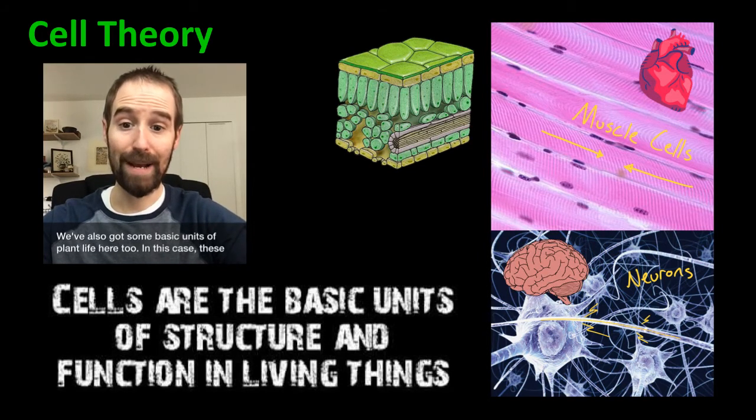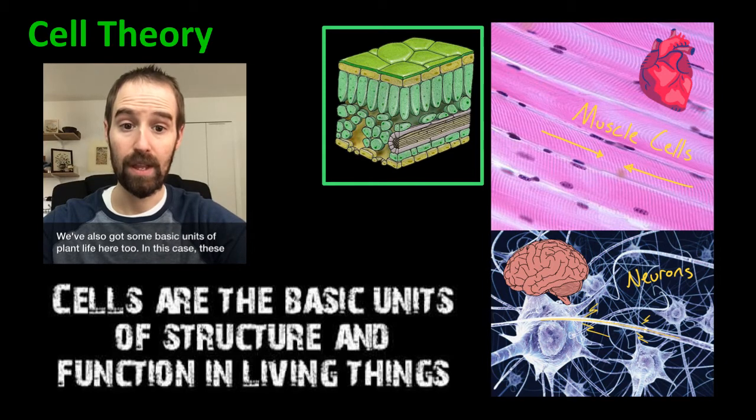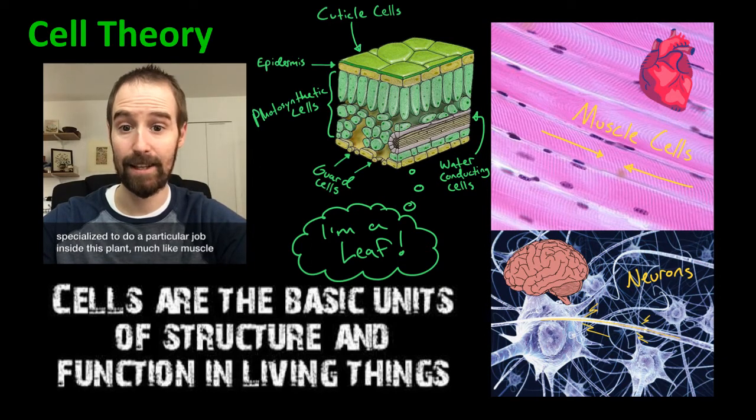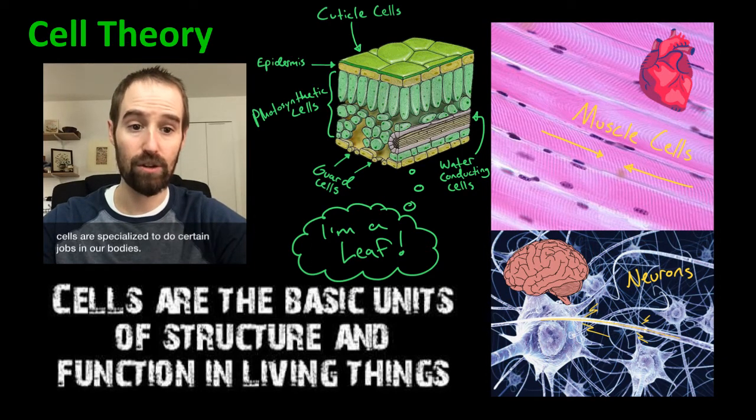We've also got some basic units of plant life here too. In this case, these basic units of life that we call cells have arranged themselves into a leaf, each one performing all the basic functions of life, and each also specialized to do a particular job inside this plant, much like muscle cells are specialized to do certain jobs in our bodies.